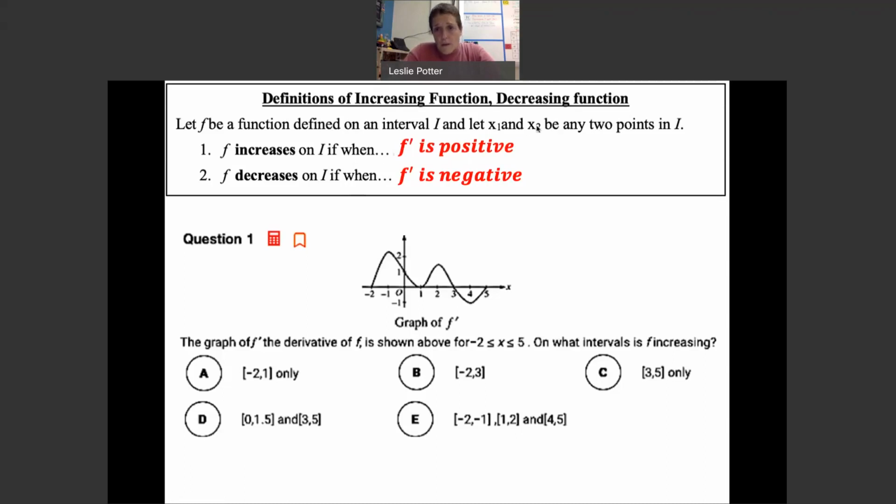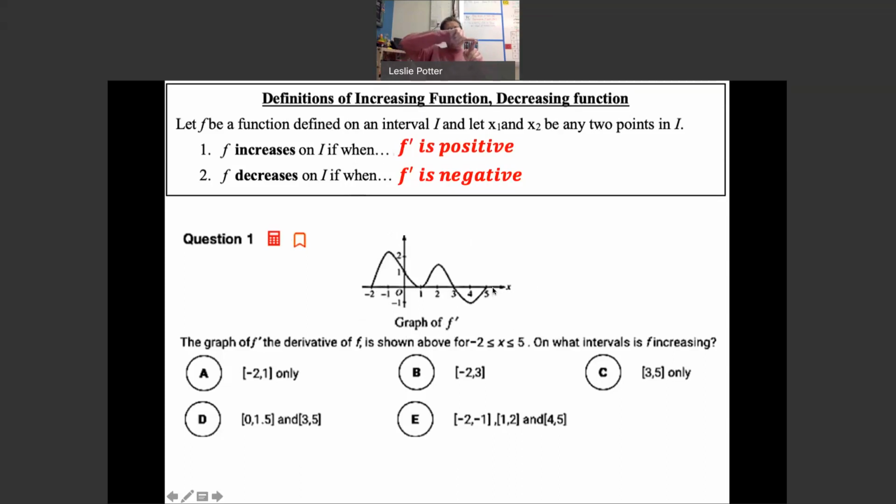So what it boils down to informally is that we need to know information about the derivative values. And one way we can do that, if we look at question 1 here, is to give you a graph of the derivative. So this is not the function, this is the derivative, these are the derivative values.